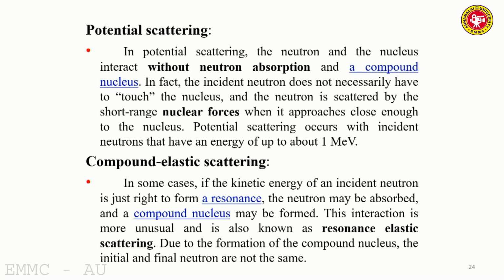Next one, compound elastic scattering. In some cases, if the kinetic energy of the incident neutron is just right to form a resonance, the neutron may be absorbed and a compound nucleus may be formed. This interaction is more unusual and is also known as resonance elastic scattering. Due to the formation of the compound nucleus, the initial and final neutrons are not the same.